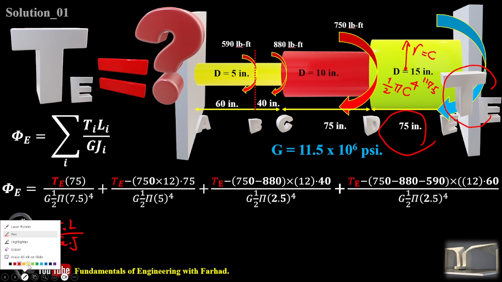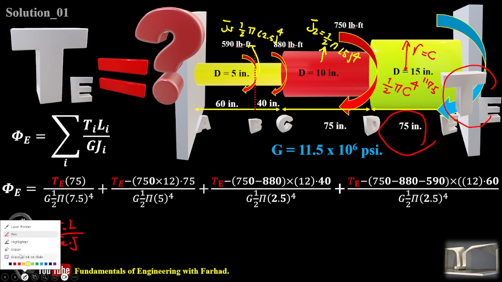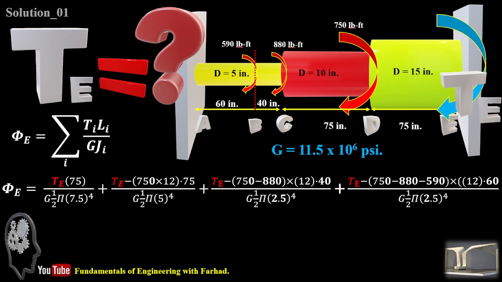And move on to the other one. J2 is half of pi times 5 to the fourth, and likewise J1 is equal to half of pi times 2.5 to the fourth. And that's the length for that piece.